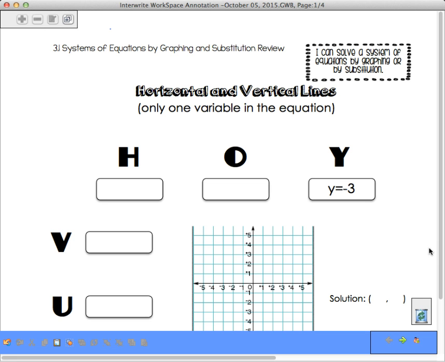Okay, it's time for Unit 3. We're going to start with systems of equations by graphing and substitution.